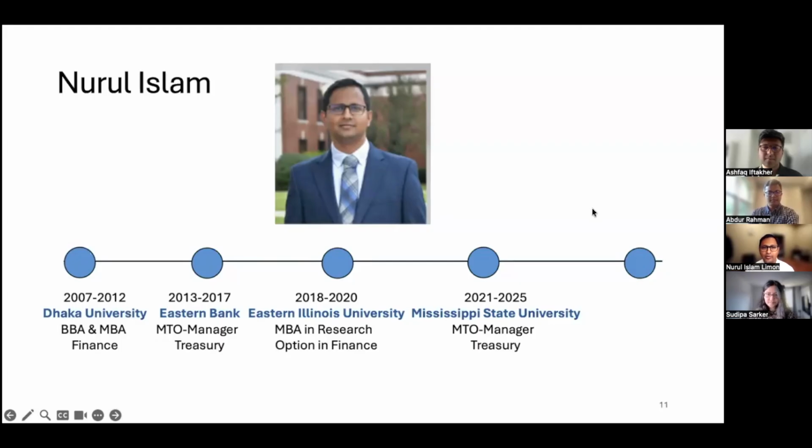I didn't have prior research experience, so I thought having a master's or MBA in research option would be a good starting point for getting into my PhD program. So I completed my MBA in research option in finance. And then in 2021, I started my PhD in finance at Mississippi State University. I completed that in 2025 this year. And immediately after completing my PhD in July 2025, I joined as an assistant professor of finance at Troy University. So that's a brief introduction of me.